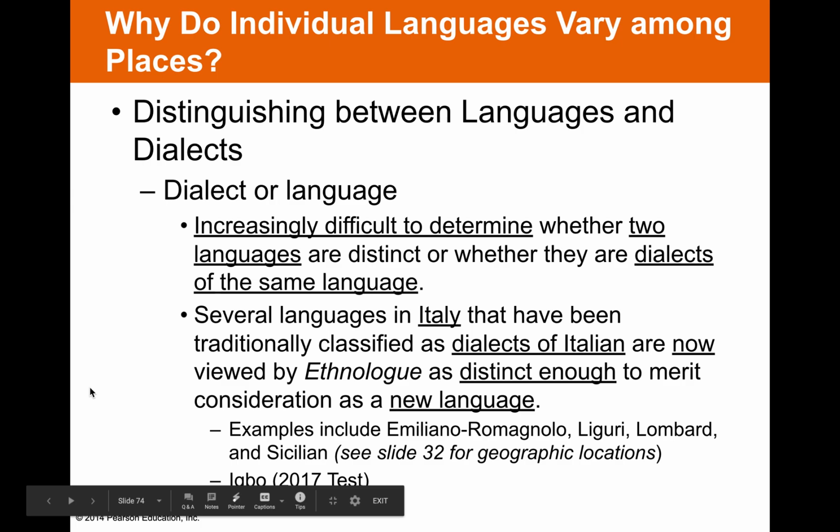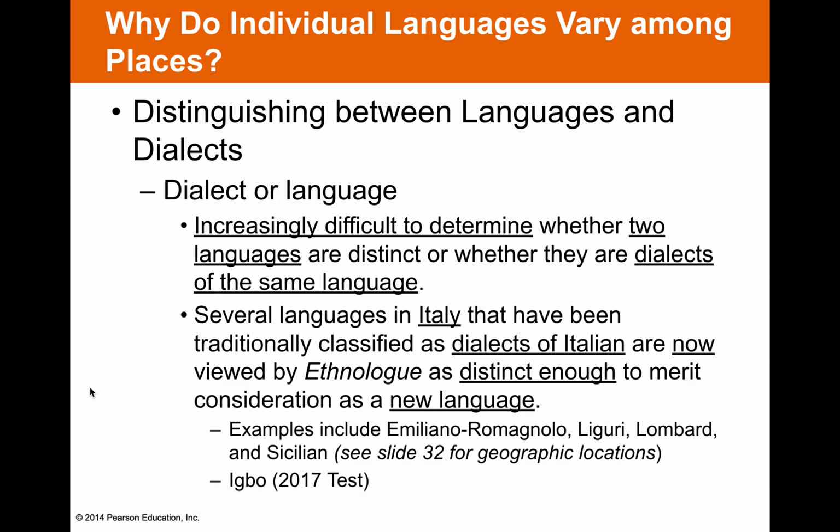Dialects are language. It becomes increasingly difficult to determine whether it's 2 languages or just different dialects. Several languages in Italy, for instance, have been traditionally classified as dialects of Italian, but now linguistic scholars believe that they're distinct languages, such as Emiliano-Romagnolo, Lombard, and Sicilian.